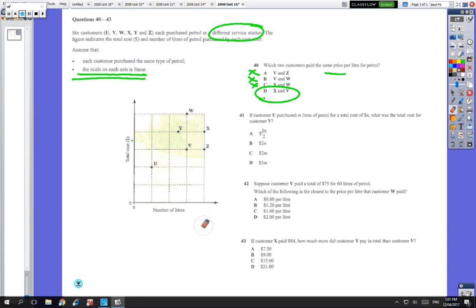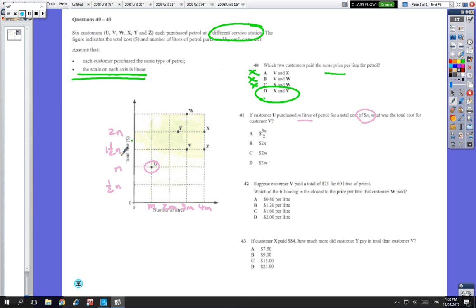And let's have a look at the next question. This one here relates, you need to know that the scale is linear. Okay, so have a go at that question, and when you're ready, come back live. Okay, so customer U, I'll get the pen going again. So customer U bought M litres of petrol, so that's M, so that's going to be 2M, 3M, 4M, and it cost N dollars, so that's N, that's 2N, that's a half of an N, that's 1.5 of an N.